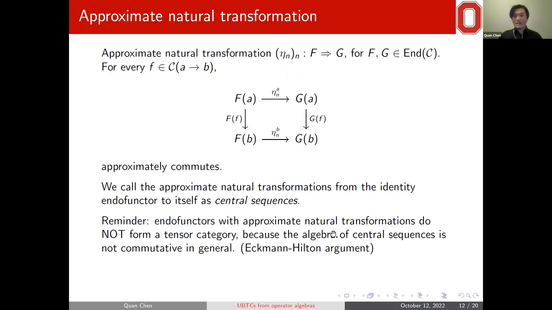The reason is that by the Eckmann-Hilton argument, if your category is a tensor category, the algebra End of the tensor unit, End(1), should be a commutative algebra. However, for approximate transformations, your algebra of central sequences is not commutative in general. So it fails to be a tensor category. It's just a category. All right.